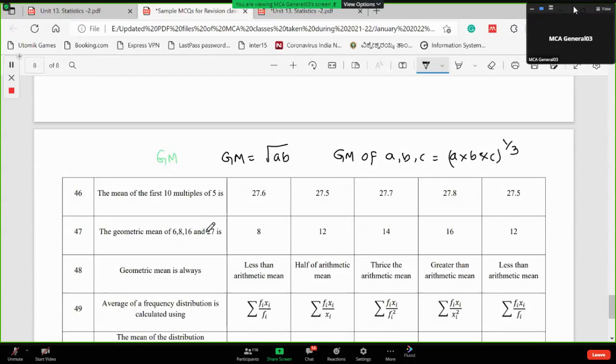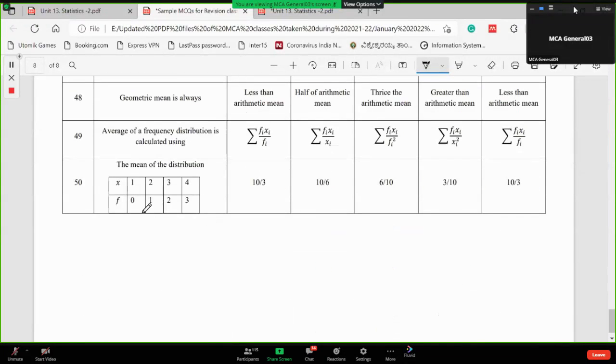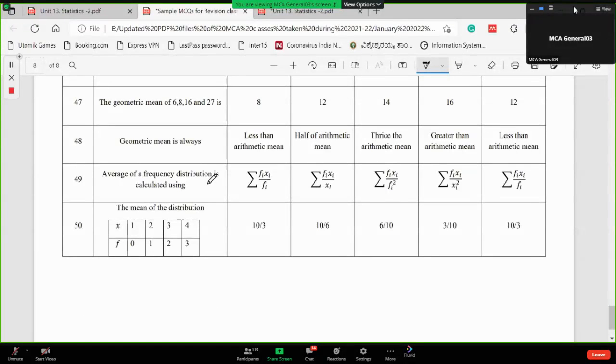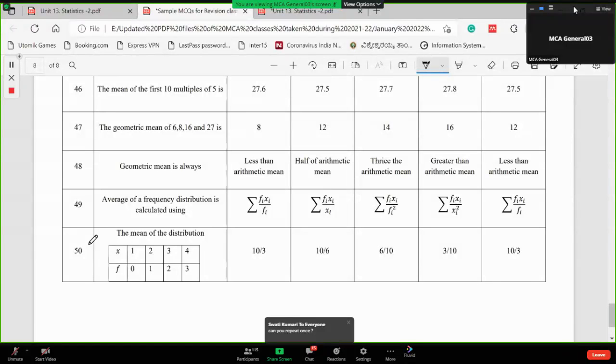Geometric mean is always less than arithmetic mean. Some basics of means you please go through. We have already discussed. Such problems, 50th question. Please don't assume that it is a complicated problem. Nothing.